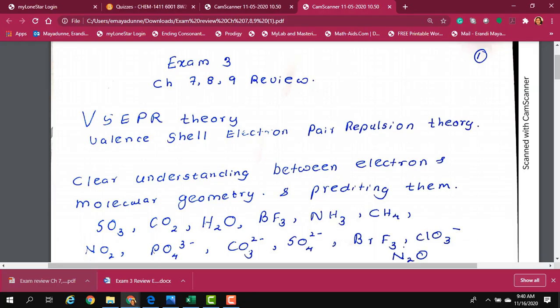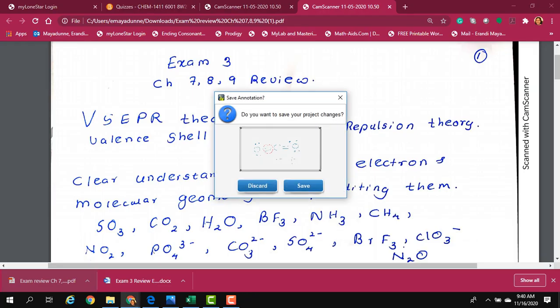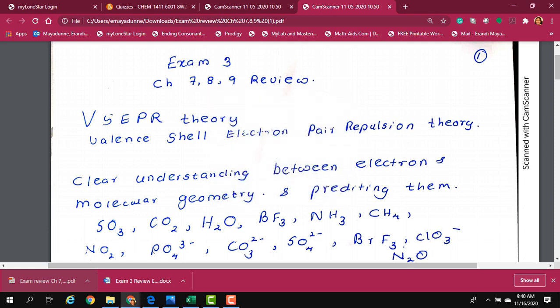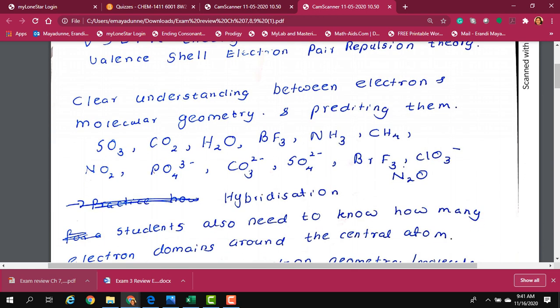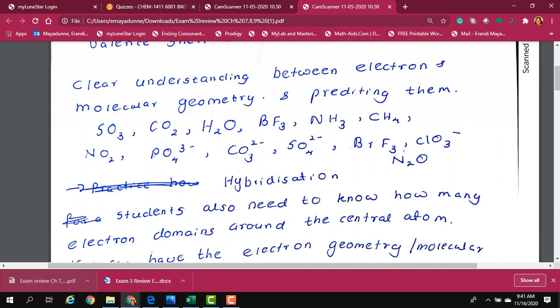Okay, so let's go back to our PowerPoint. So now you know what my expectation is. Practice all these given compounds. Draw the Lewis structure, predict the molecular geometry, and predict the electron geometry. And then you need to know hybridization. Hybridization I also clearly listed in the notes, but I'll give you an easy one.